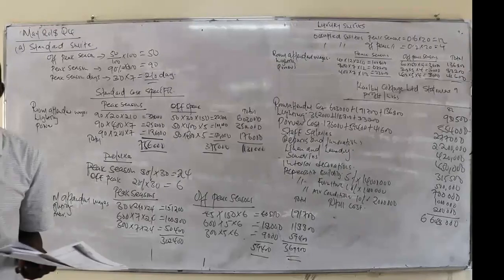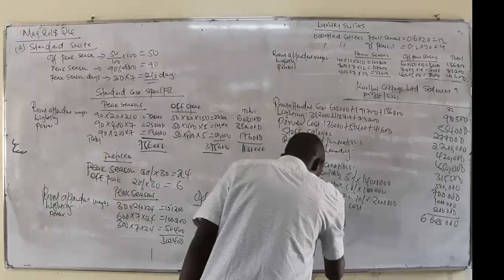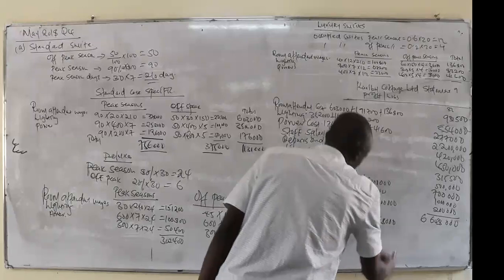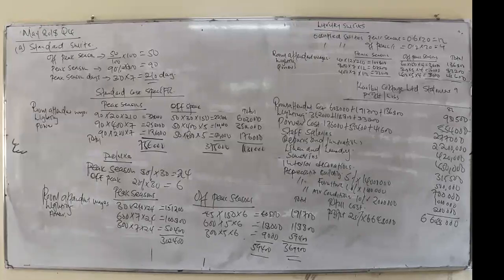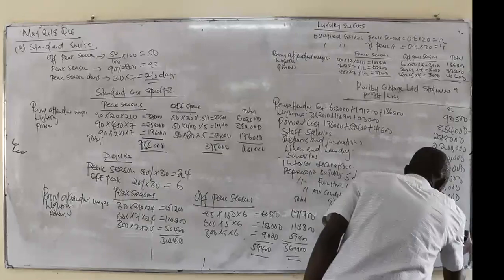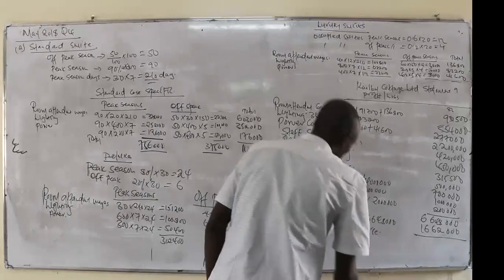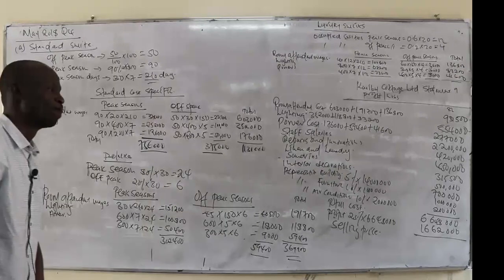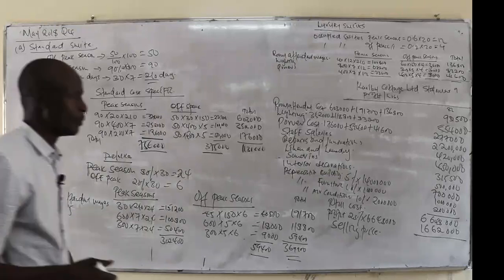And then profit is 25% of the total cost, isn't it? So profit we've been told is 25%. 25% of 6,648,000. So this one will be 62,000. So we get the selling price. $23. So this one will give us 8,310,000.